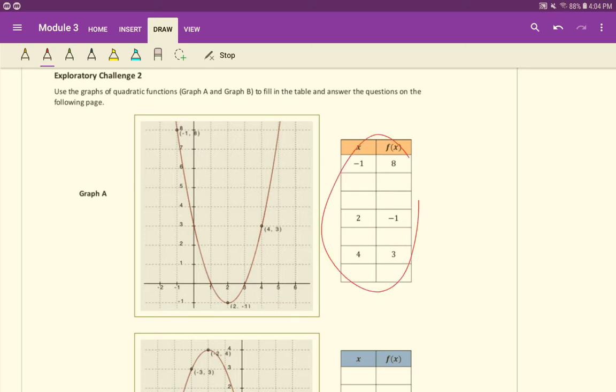Okay, so let's fill in the table here, because that's what we're really asked to do. At -1, we got 8. Oh, it asks for some fractions, it looks like, too. 2, or no, -1. So we'll do 0. At 0, we're at 3. At 1, we're at 0. 2, -1. 3, 0. 4, 3, and then 5 right here at the 8.